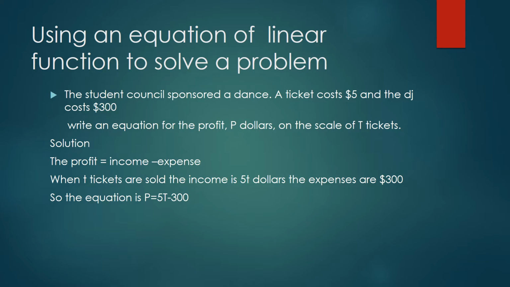Here's our solution. We know that the profit is going to equal income minus expense. When T tickets are sold, the income is going to be $5T, and we know that the expenses are going to be $300. So, finally, our equation is going to be P equals 5T minus 300. Here we use 5T as the income, and remember that we use -300 as our expense.